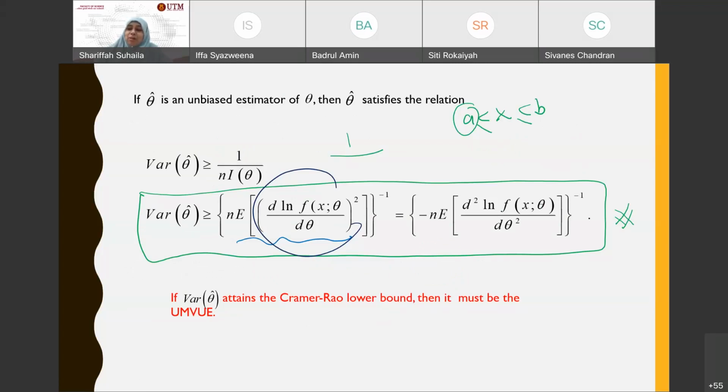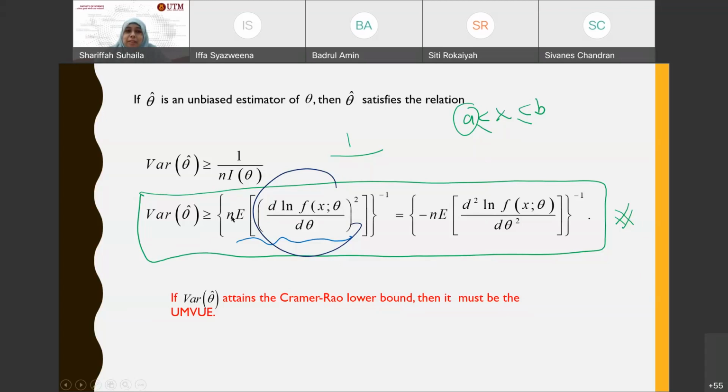It depends on your derivation of your ln. Yang mana yang lebih mudah, kamu buatlah. Kalau let's say yang mudahnya square, squarekanlah terus. Kalau mudahnya differentiate second time dulu, lepas tu baru dapat expected value. So buat yang itu dulu.